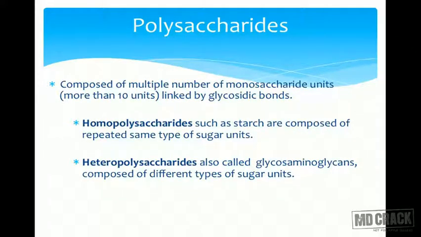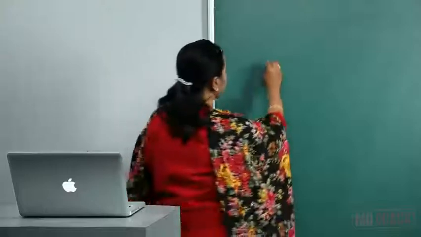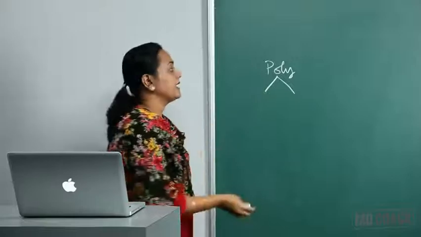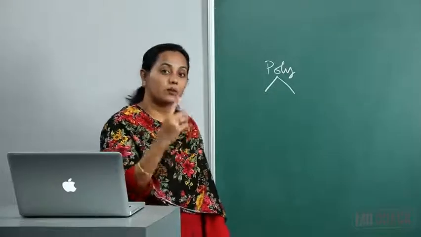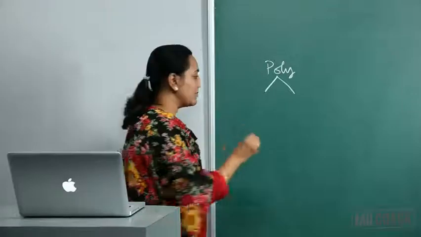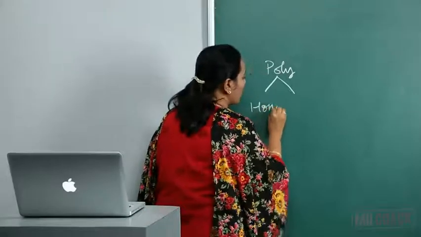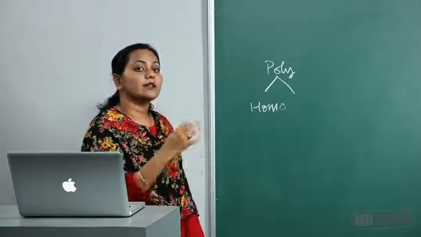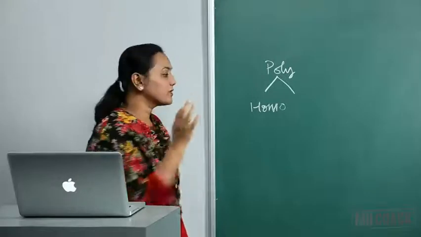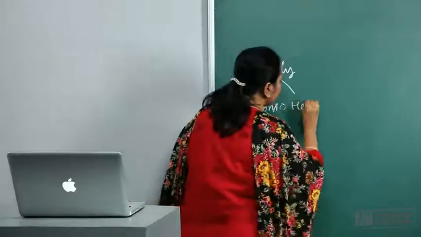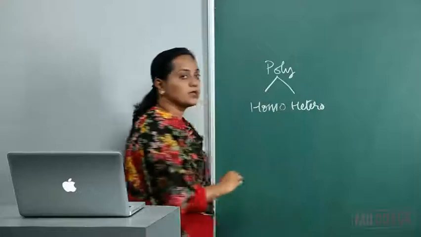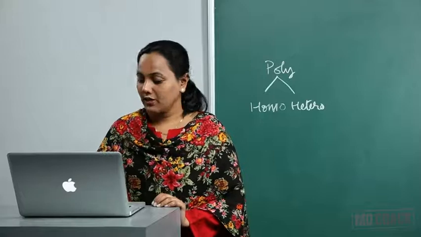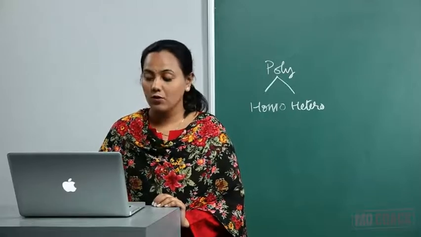Which are the polysaccharides? Now, the polysaccharides can be of two types. Which are they? If they contain the same type of repeating monosaccharide units, we call them homopolysaccharides. If the repeating monosaccharide units are different types of monosaccharide units, then we call it a heteropolysaccharide. So two different types, homopolysaccharides and heteropolysaccharides. Now I'll give you some examples of homopolysaccharides.